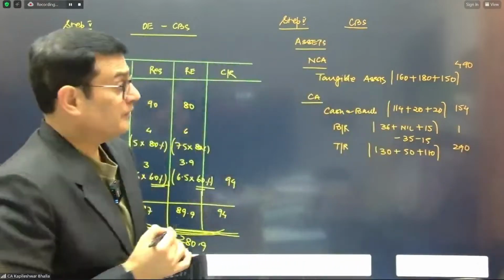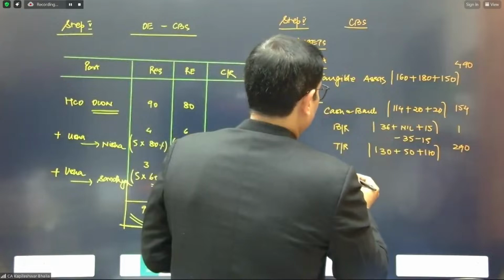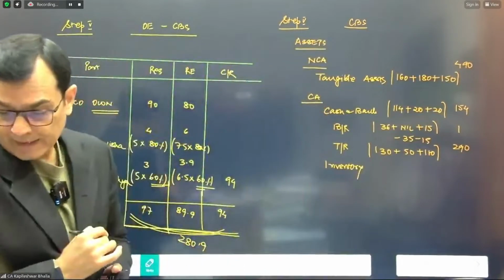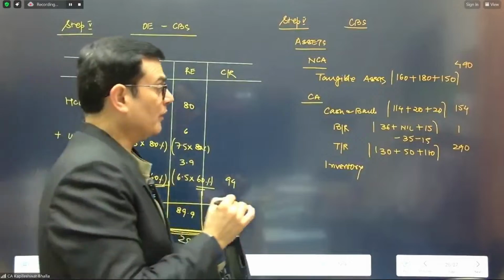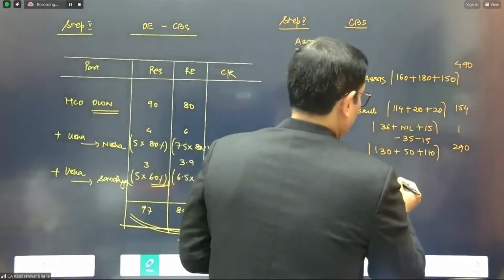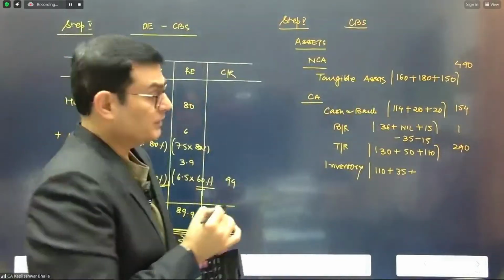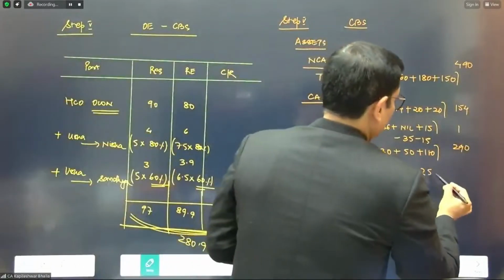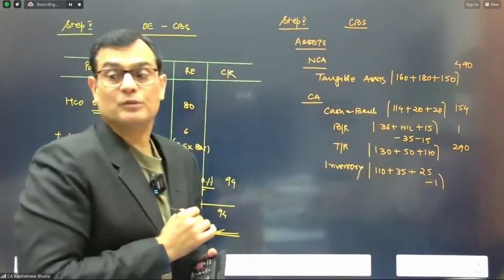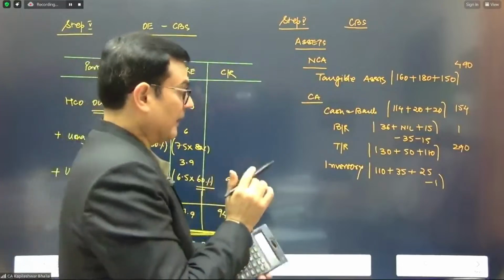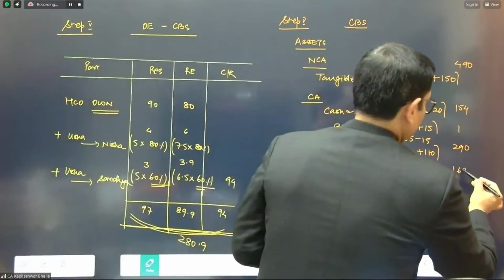And then we're given the inventory, where we need to consider the stock reserve as well. So in terms of inventory, 11035 and 25, and there is a stock reserve to the extent of 1 lakh, which also needs to be eliminated from stock. So this works out at 169.